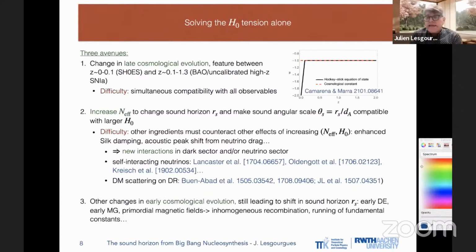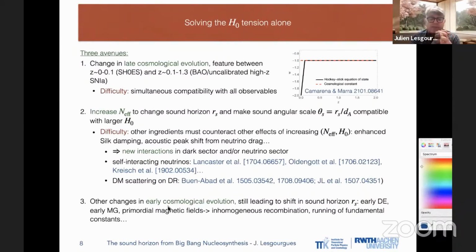The third avenue is when you try another way to change the early cosmological evolution, different from using N effective. And in particular, there are different ways to change the sound horizon at early time, not playing with N effective, but with other components, like some early dark energy components, or by shifting the time of recombination, which is doable if you have inhomogeneous recombination triggered, for instance, by some strong primordial magnetic field that would induce small-scale inhomogeneities, or if you assume a running of the fundamental constants that are responsible for recombination due to, for instance, a dilaton in string theory, and that could cause a drift of the fine structure constant or the effective electron mass of hydrogen atoms.